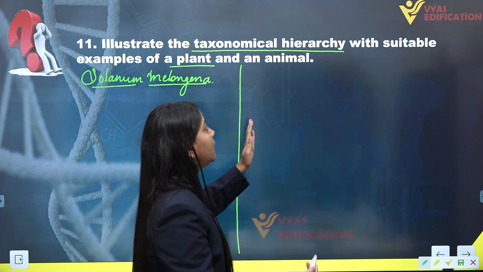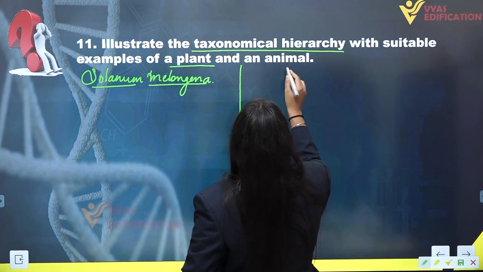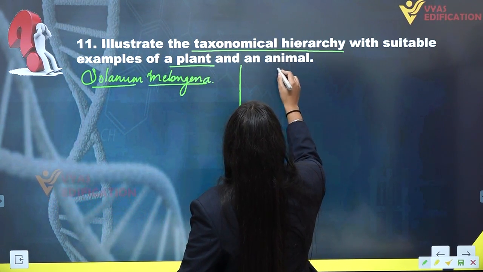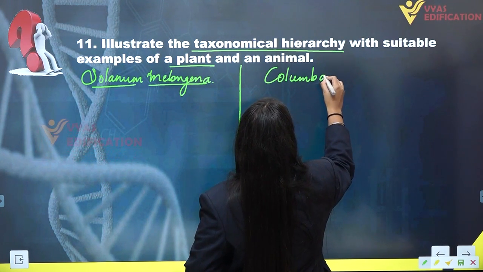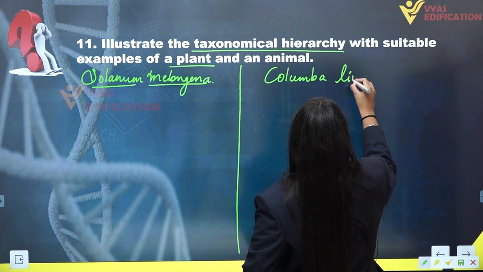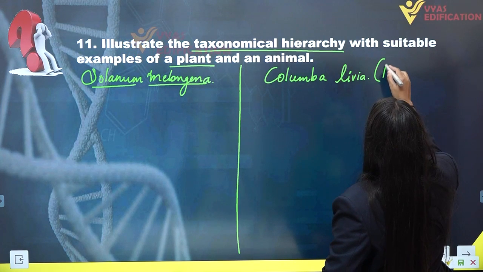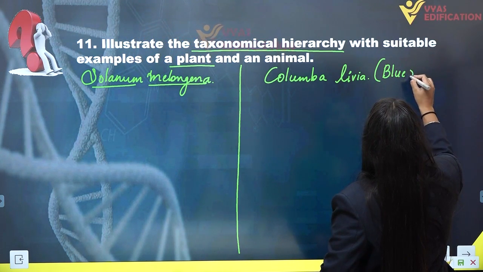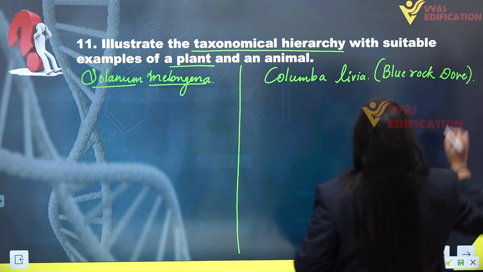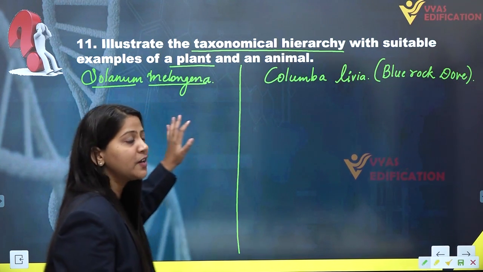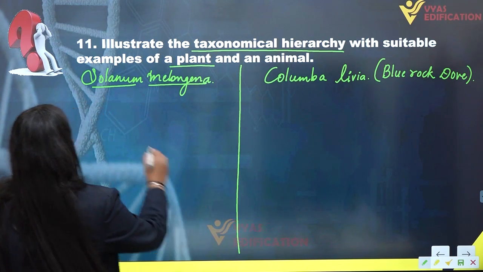And for the example of an animal, we'll see the taxonomical hierarchy for Columba livia. It is a kind of bird which has a common name, blue rock dove. So these are the examples we are taking. First we'll illustrate the taxonomical hierarchy for Solanum melongena, and it goes like this.